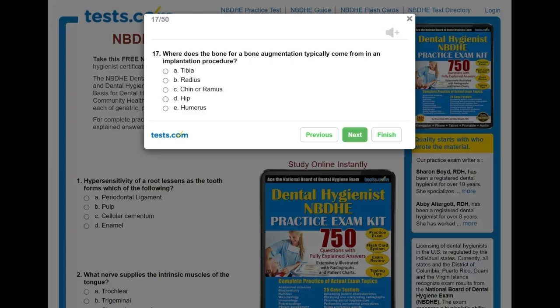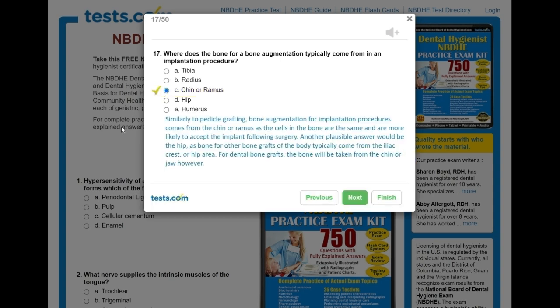Question 17. Where does the bone for a bone augmentation typically come from in an implantation procedure? A. Tibia. B. Radius. C. Chin or ramus. D. Hip. E. Humerus. C. Chin or ramus. Similarly to pedicle grafting, bone augmentation for implantation procedures comes from the chin or ramus, as the cells in the bone are the same and are more likely to accept the implant following surgery.